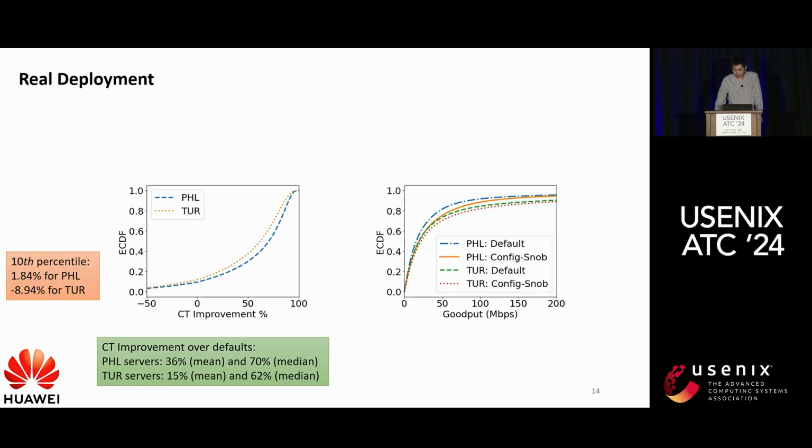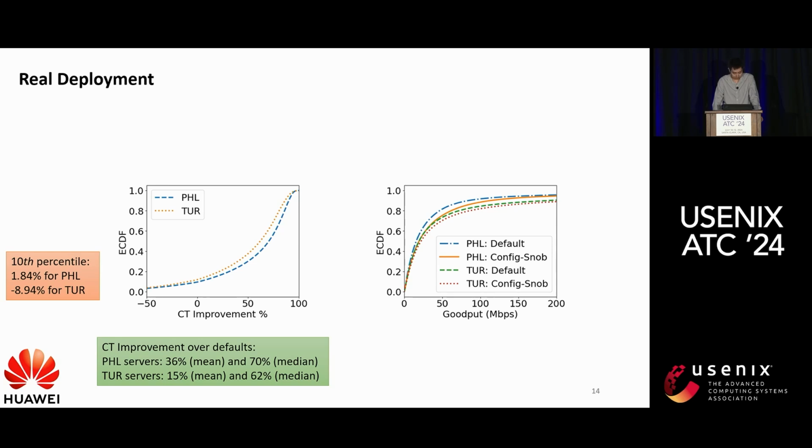So Config-Snob improved the completion time for video sessions over the default configurations by 36% mean and 70% median for Philippine servers, and 15% mean and 62% median for Turkey servers. Turkey servers experience worse network conditions than the Philippine servers. That's why we can see the solution converges to better prediction in Philippines, leading to better performance.